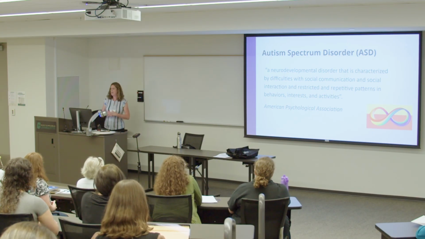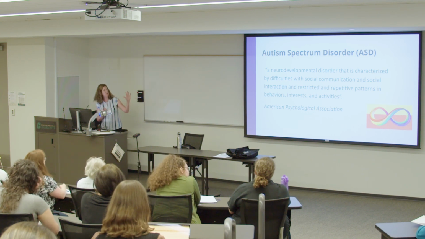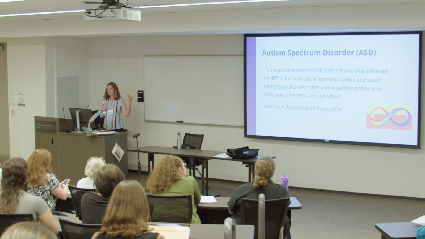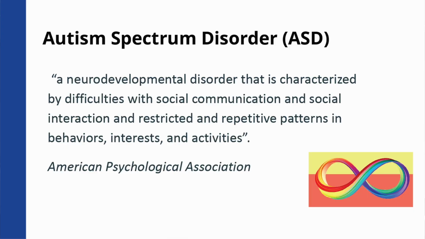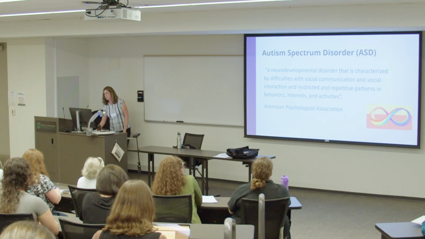And it can be a range. But again, with this being a disorder, it means that somebody does have some kind of impairment in their functioning. And so a neurodevelopmental disorder characterized by difficulties with social communication and social interaction and restricted and repetitive patterns in behaviors, interests, and activities. So that's the definition from the American Psychological Association.